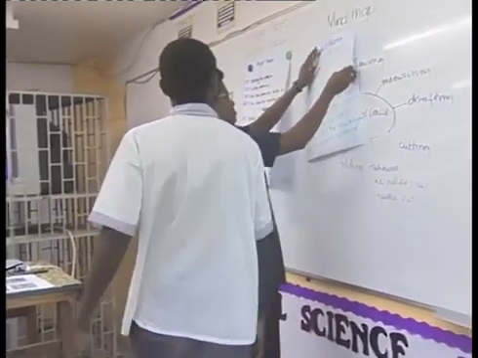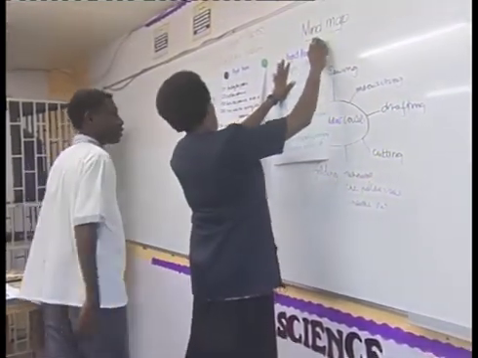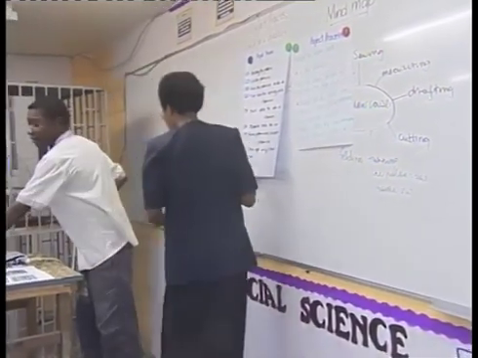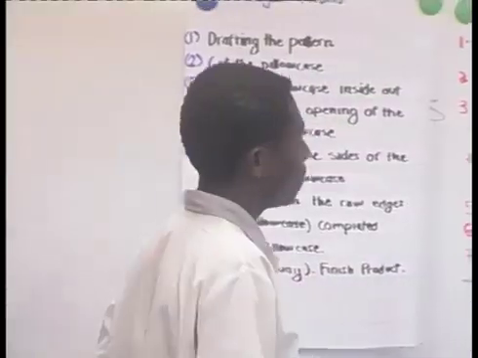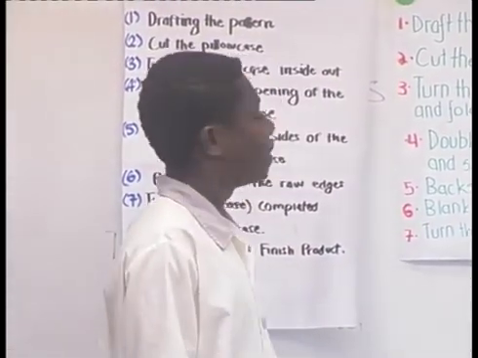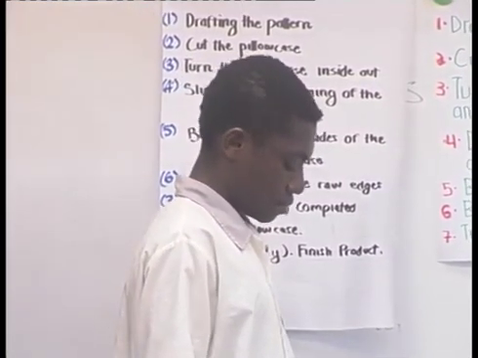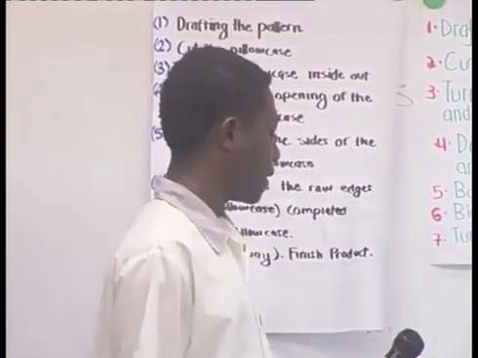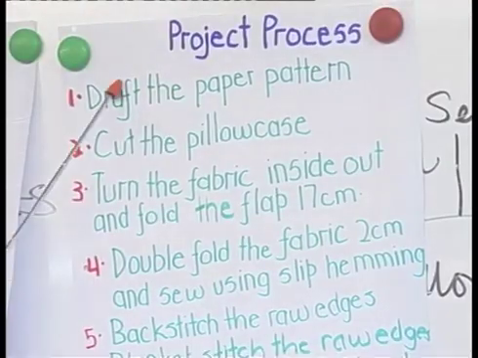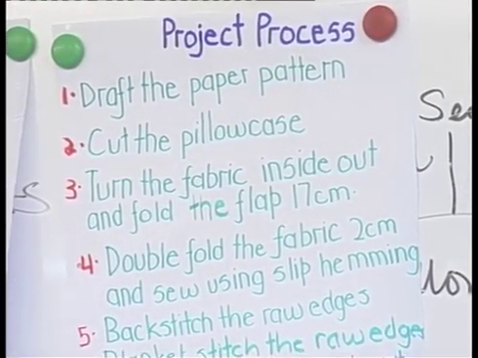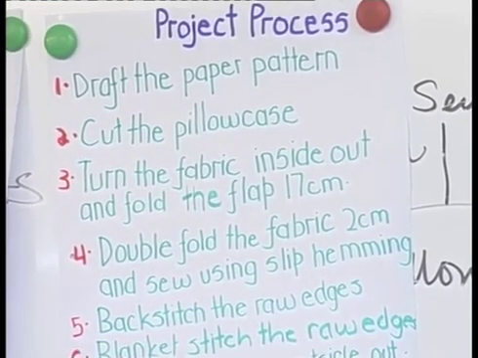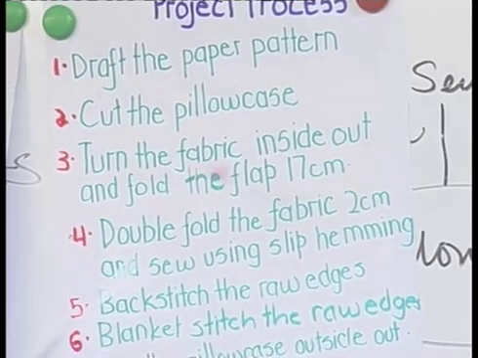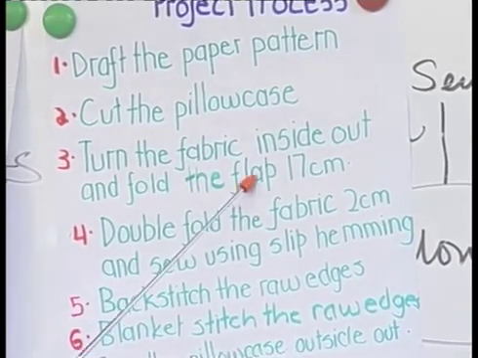You get the pointer. When you are talking, make sure you look at the camera. Okay, yeah, we use the pointer. Okay, we have Paul from group 2 to present to us their group's work on the project process. Number 1, draft the paper pattern. Number 2, cut the pillowcase. Number 3, turn the fabric inside out and fold the flap 17 centimeter.